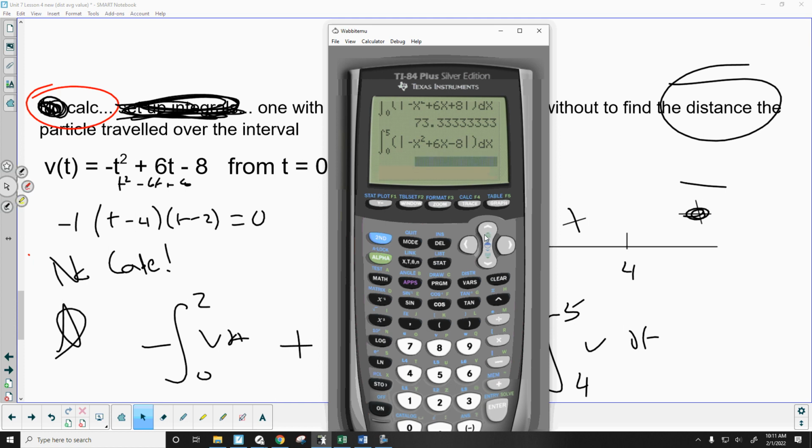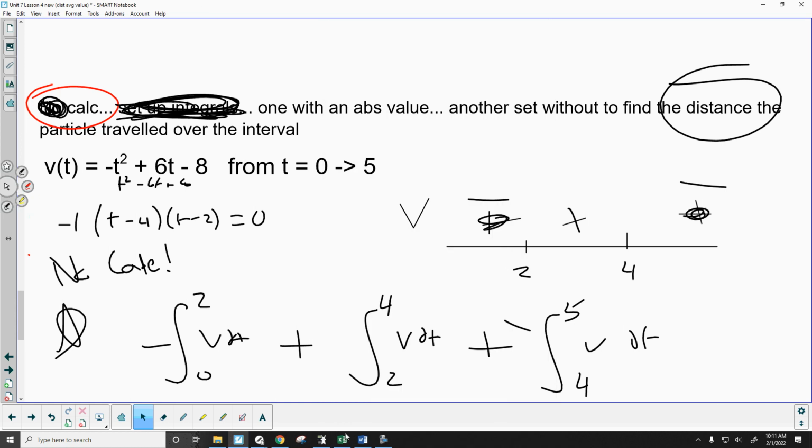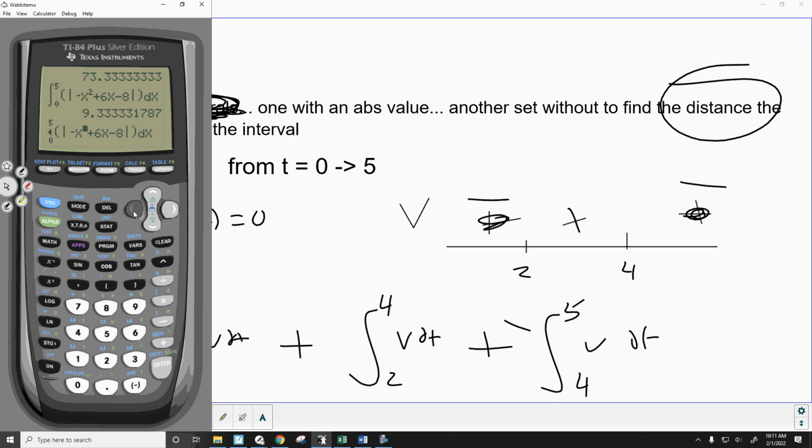I'm just going to go ahead and do it just for fun because I have this. It's easy to get rid of an absolute value. It's hard to add it in. So word of wisdom there.